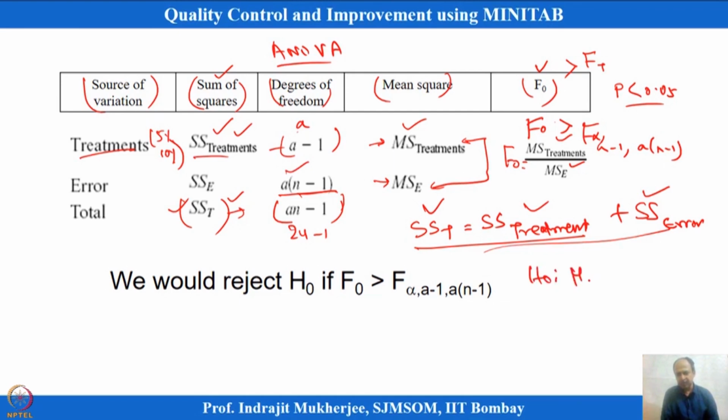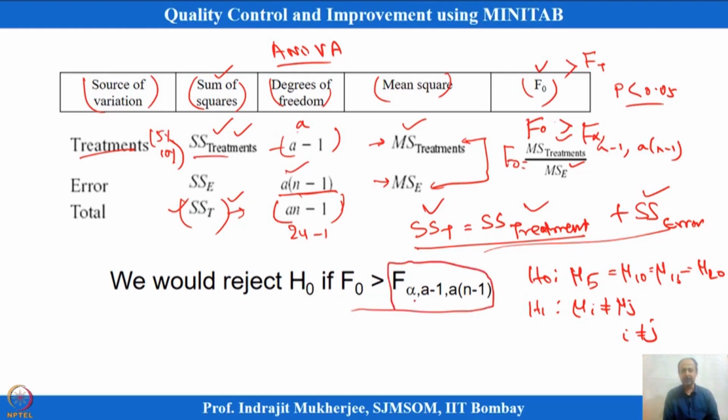The null hypothesis is whether the mean at different levels, 5% equals 10% equals 15% equals 20%, and the alternate hypothesis is that any mu i is not equal to mu j for i not equal to j. That is the condition I am checking here. Okay. So, here you can see the formulation that I have written. So, this will be compared, and if it is greater, we will reject the null hypothesis.